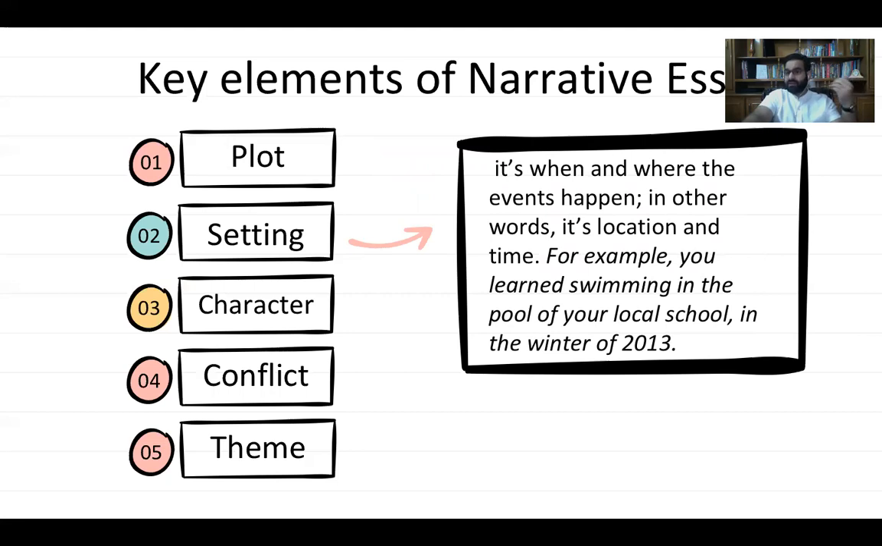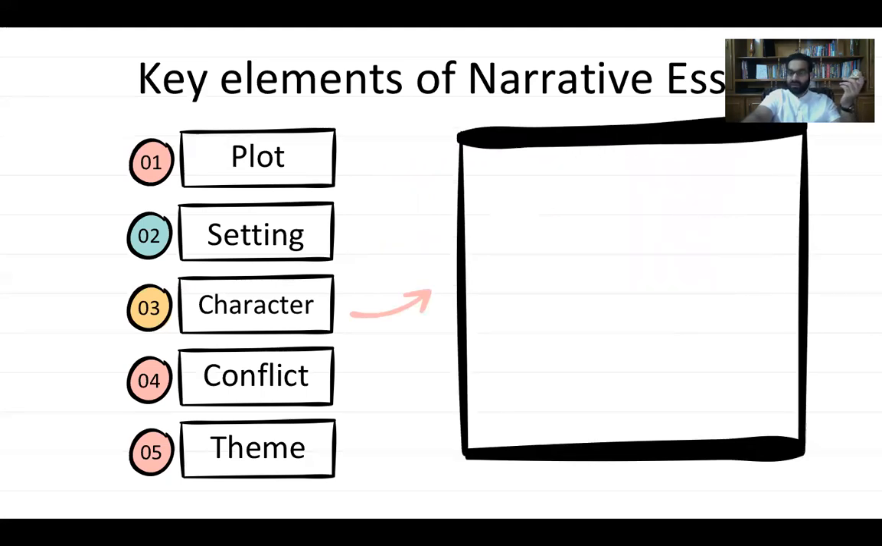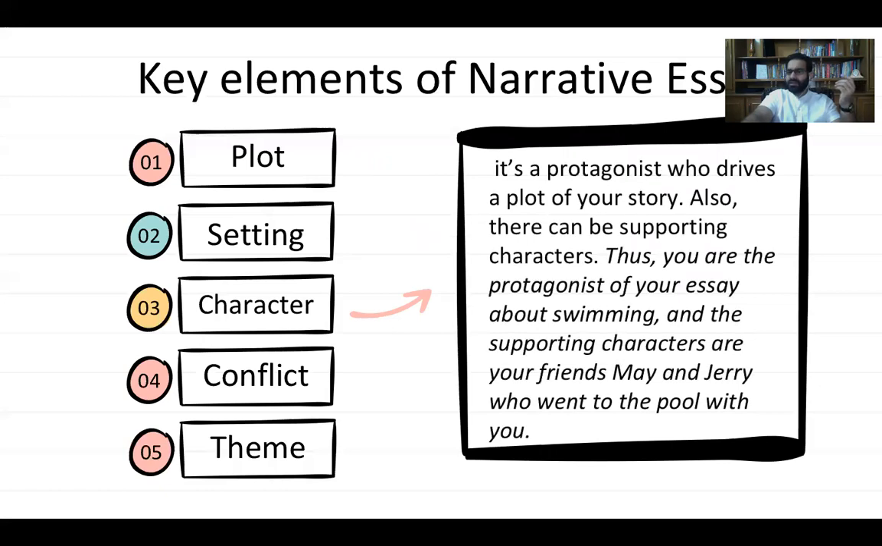In other words, it's location and time. For example, you learned swimming in the pool of your local school in the winter of 2013, can be this. And then you go to character. It's a protagonist who drives the plot of your story.